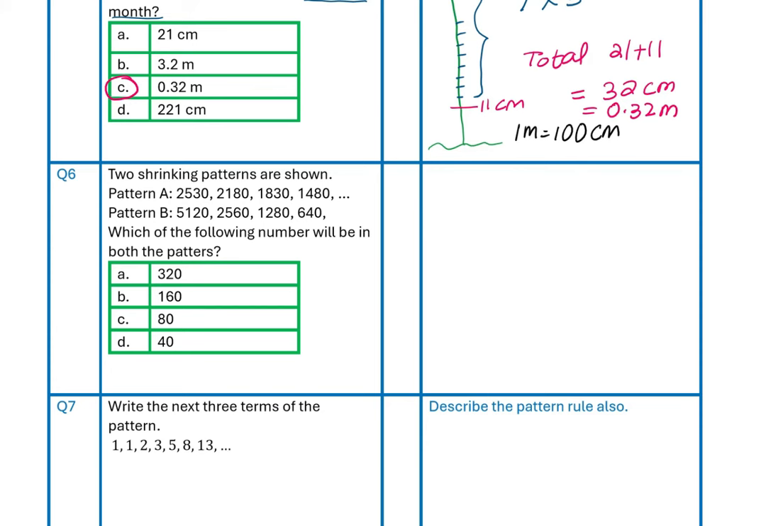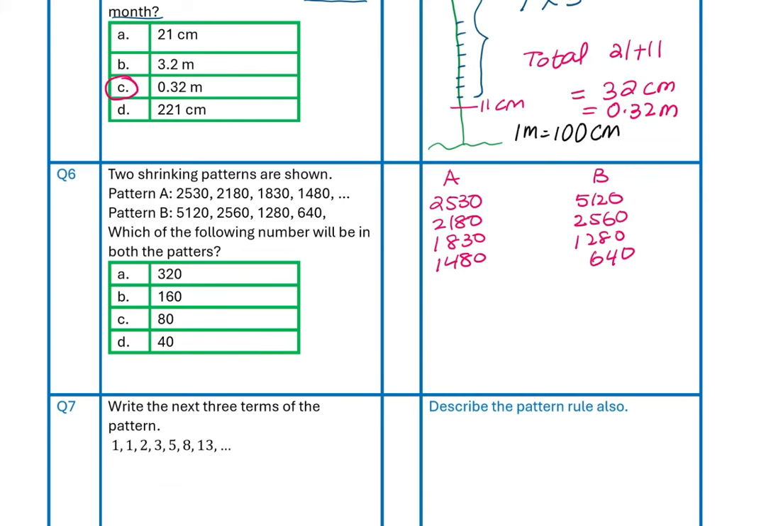Good idea is to extend these patterns. So let's look into pattern A, which is 2530, 2180, 1830, 1480. And pattern B is 5120, 2560, 1280 and 640. What do you notice?